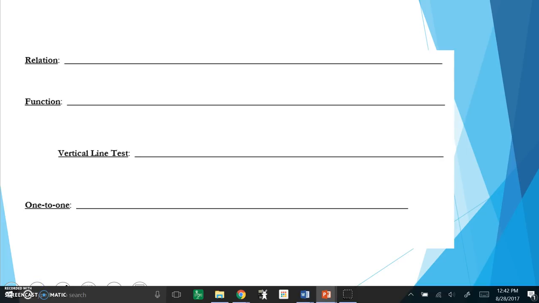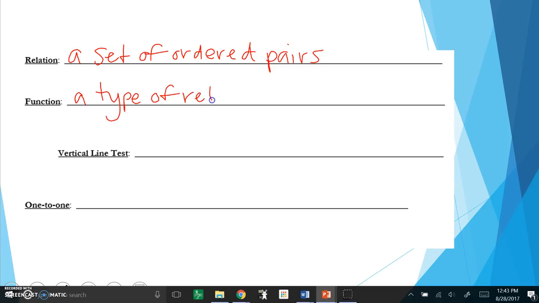Then we're going to talk about what a relation is. A relation is a set of ordered pairs. A function is a type of relation with no repeat x's. So a relation is basically any graph or a table or equation that you can think of. But then a function has to be a specific type that has no repeat x's.